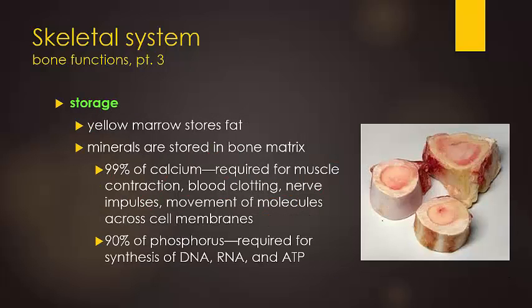Storage, and here are some more pictures of the adipose tissue, the rich, fatty marrow that's found in the diaphysis of the bone. And then, of course, the bone itself is a big storehouse for minerals. 99% of the calcium in our body is found in the bones. It's important for muscle contraction, we mentioned that, for blood clotting, for nerve impulses, we've already mentioned that too, and for moving molecules across cell membranes, especially when we're doing that active transport, exocytosis.